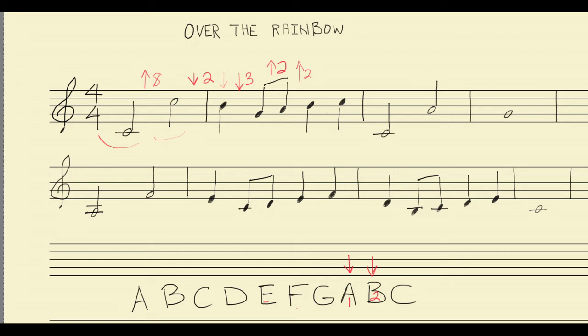And then finishing off this measure, we go from a B, again, up to a C. So how far are we traveling going from B to C? Well, let's see. We start on B. We end on C. I'm going B 1, C 2. So again, we're going up by 2 notes.